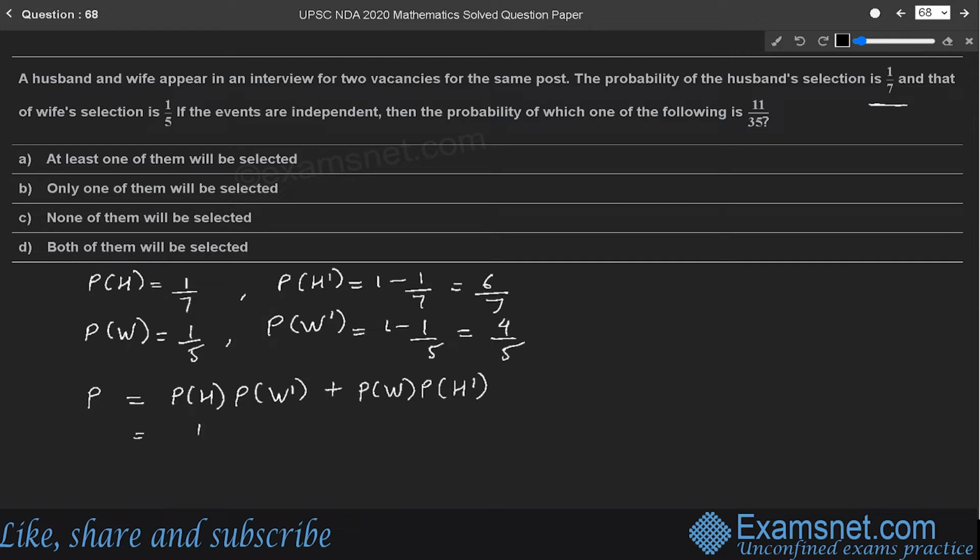So 1 by 7 into 4 by 5 plus 6 by 7 into 1 by 5. It gives 11 by 35. See, we have to find which is the probability which gives 11 by 35. So this is the probability, and this is the probability for at least one of them to be selected. So the correct option for this question is option number A. At least one of them will be selected.